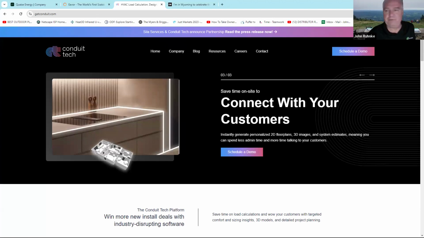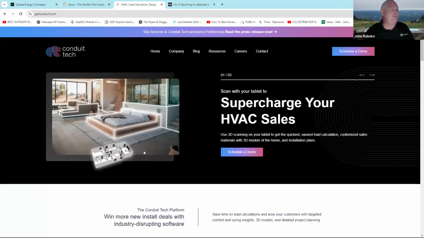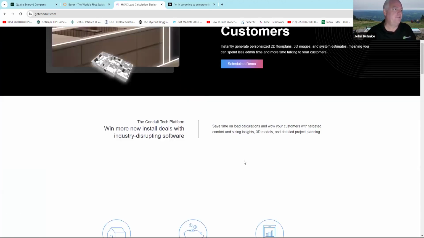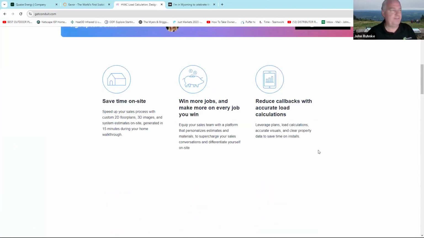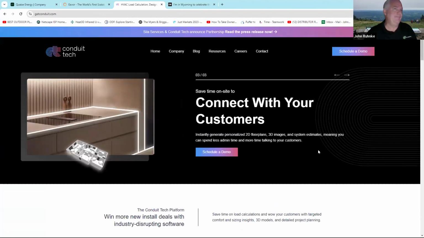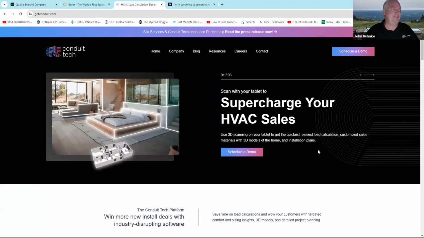Can you see the 3D blueprint on your computer screen? Yeah. You can get this 3D blueprint done within about 10 to 15 minutes. And then Conduit Tech is able to do a Manual J from this. Once this gets done, they're able to do a Manual J from this. So now with Manual J, you can walk into a house, do a whole room by room heat loss, and do a Manual J in like 10 to 20 minutes.